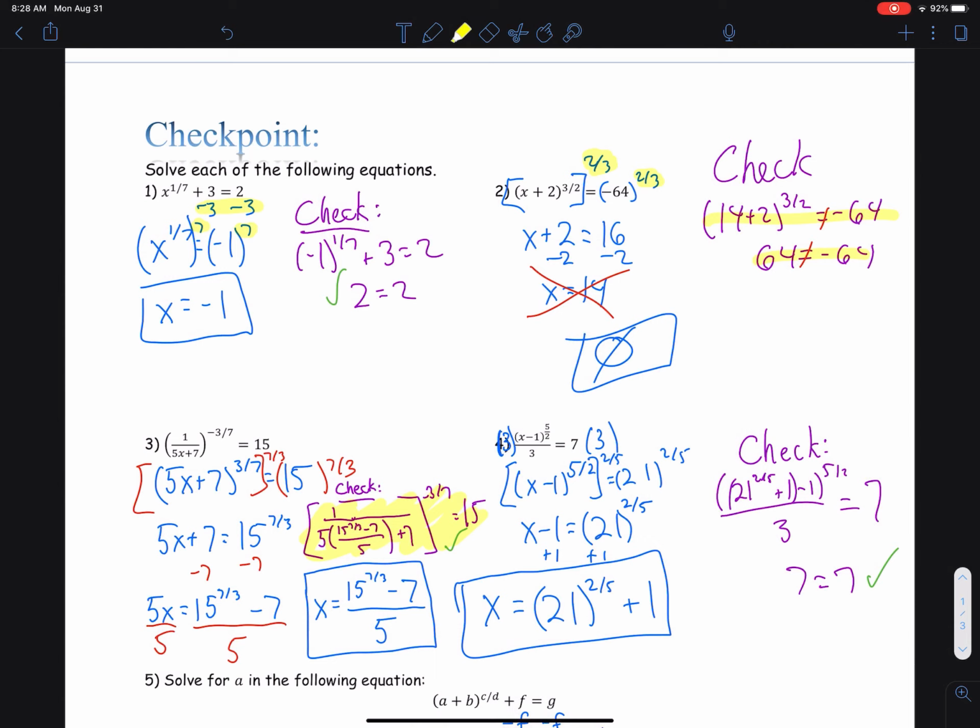And then number 4, I multiplied by 3 on the left and the right side because I canceled out the 3 in the denominator. Then the x minus 1 was all by itself with the 5/2, so I could multiply by the reciprocal exponent, and you would get 21 to the 2/5 plus 1. When you plug it in, it checks.